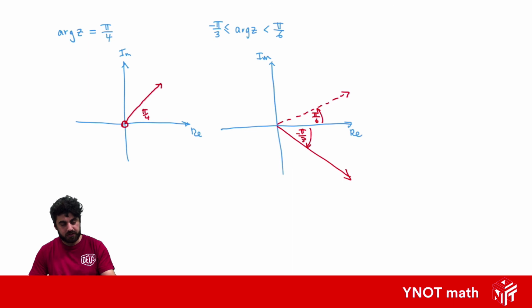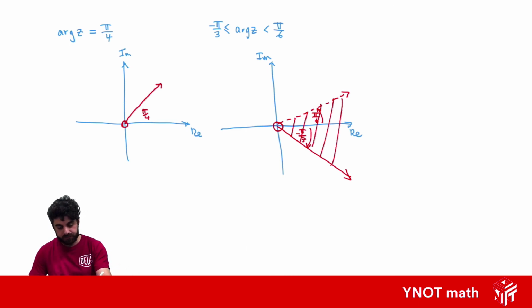And the region that defines the values between those arguments are all in between here. And we can't forget that we need an open circle at the origin because our argument's undefined there.